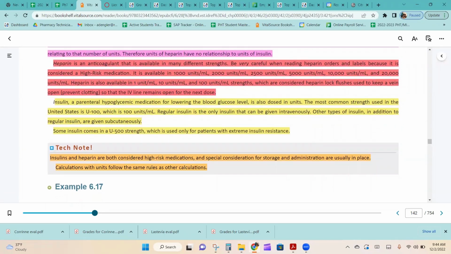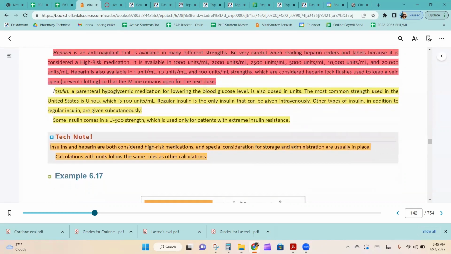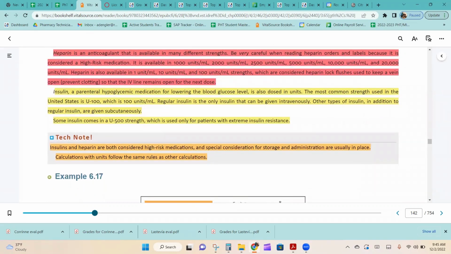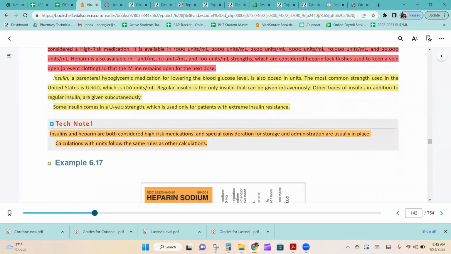Heparin is an anticoagulant that is available in many different strengths. Be very careful when using heparin orders and labels because it is considered a high-risk medication. It is available in 100 or 1,000 units per ml, 2,000 units per ml, 2,500 units per ml, 5,000 units per ml, 10,000 units per ml, and 20,000 units per ml. Heparin is also available in 1 unit per ml, 10 units per ml, and 100 units per ml, which are considered heparin flush, used to keep a vein open to prevent clotting so that the line remains open for the next dose.